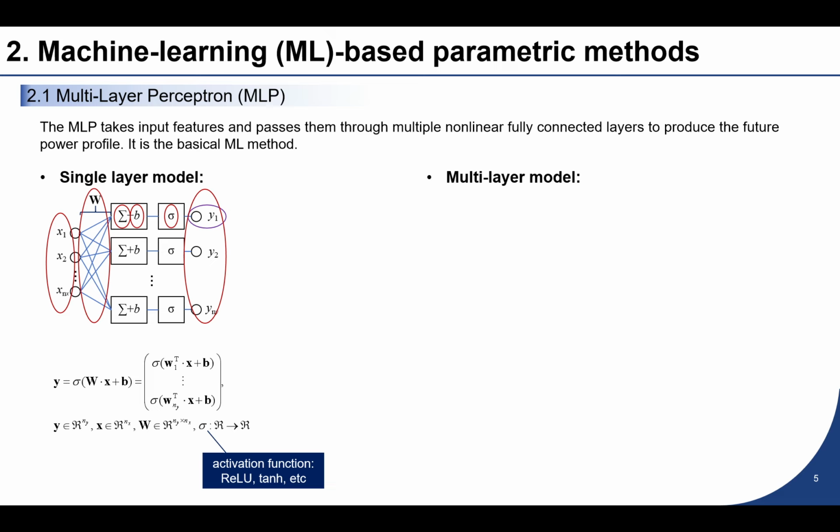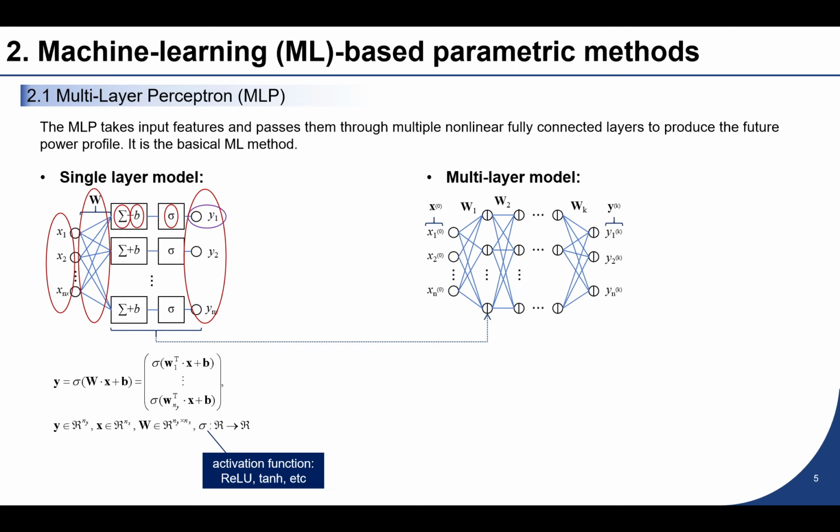Now, let's look at the multi-layer version of the MLP. As shown in the diagram, instead of stopping after the first nonlinear transformation, we stack several hidden layers. Each layer transforms the representation into a higher-level feature space before producing the final output. We can write the general multi-layer MLP as follows. Here, each layer has its own weight matrix and bias vector. Stacking those layers enables the model to approximate highly nonlinear functions.